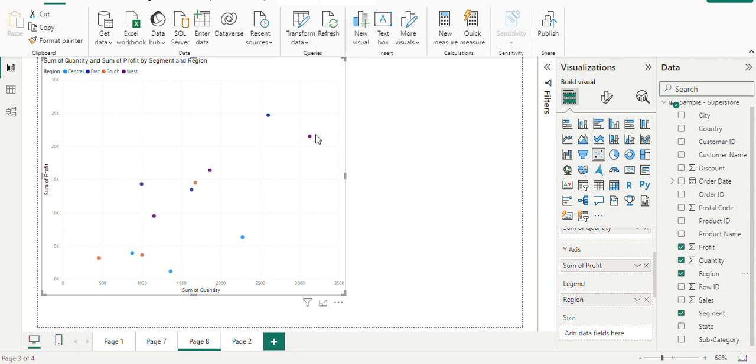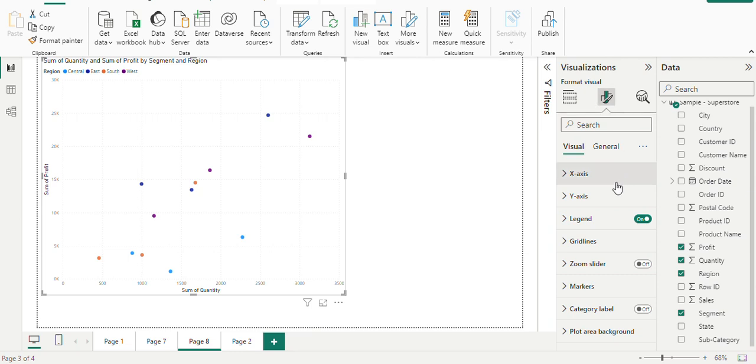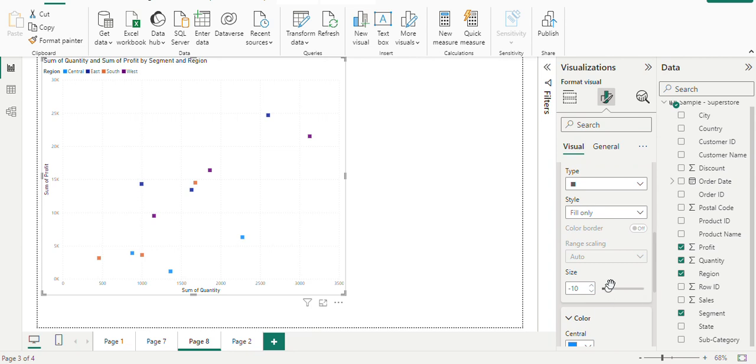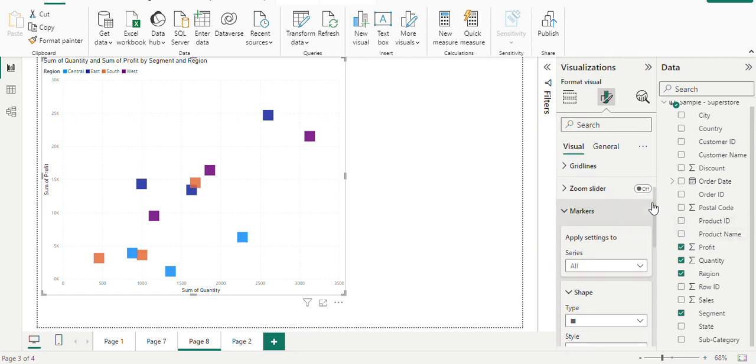Since our points are very small, now let's format our visual. In the markers, we can change the shape, size, and everything. Now let's change the shape into a rectangle, and we can just increase the size. Now our scatter diagram has only 12 data points, whereas actually we can have 10,000 data points in a scatter diagram.